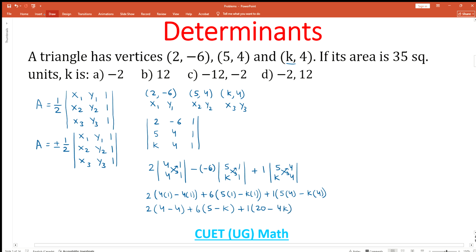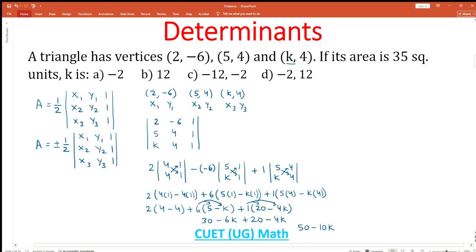4 minus 4 is equal to 0. 2 times 0 is 0. So that term goes away. We can distribute 6 into the parentheses and 1 into the parentheses. I get 30 minus 6k plus 20 minus 4k. We can combine the like terms. 30 plus 20 is 50. Negative 6k minus 4k is equal to negative 10k. This is the value of the determinant of the 3 by 3 matrix.